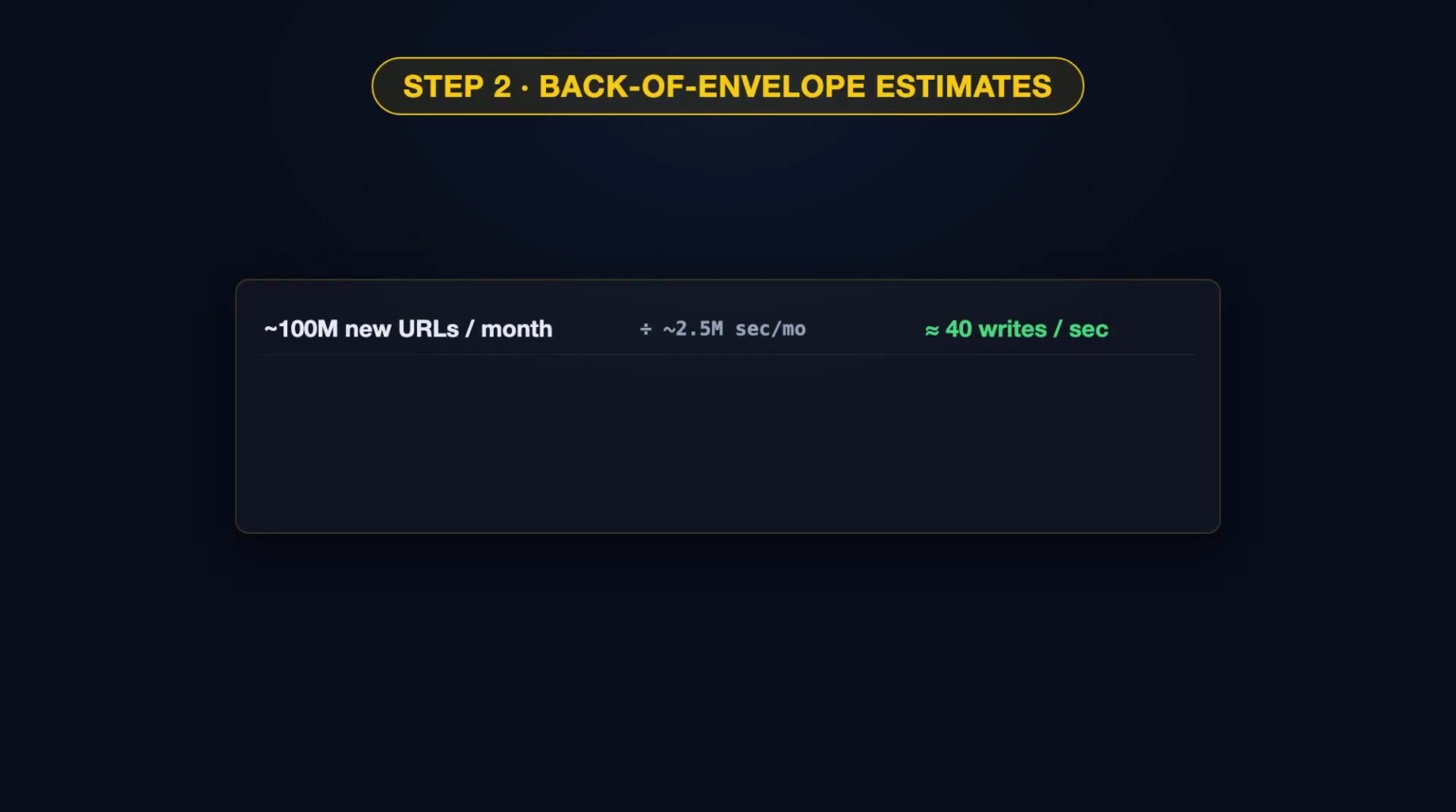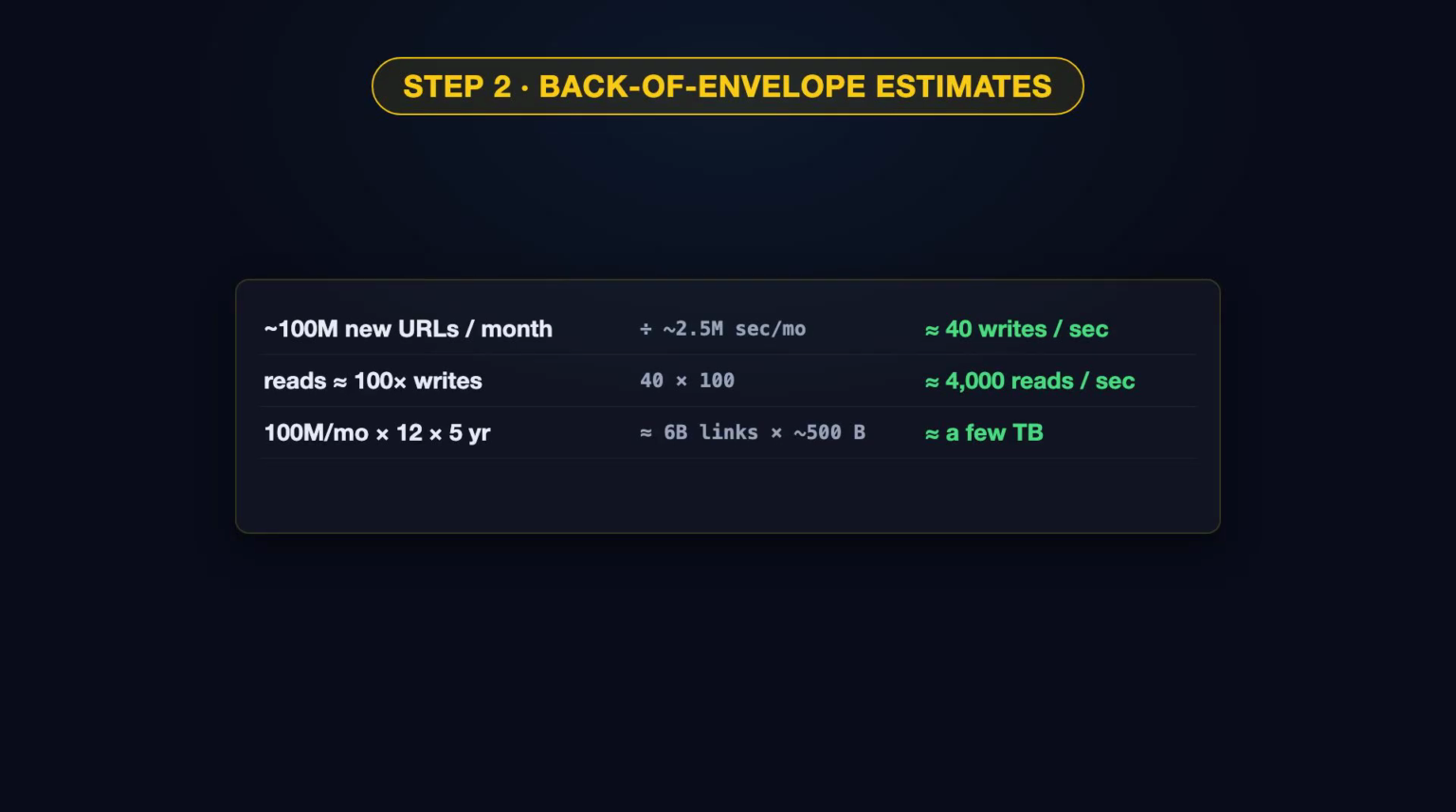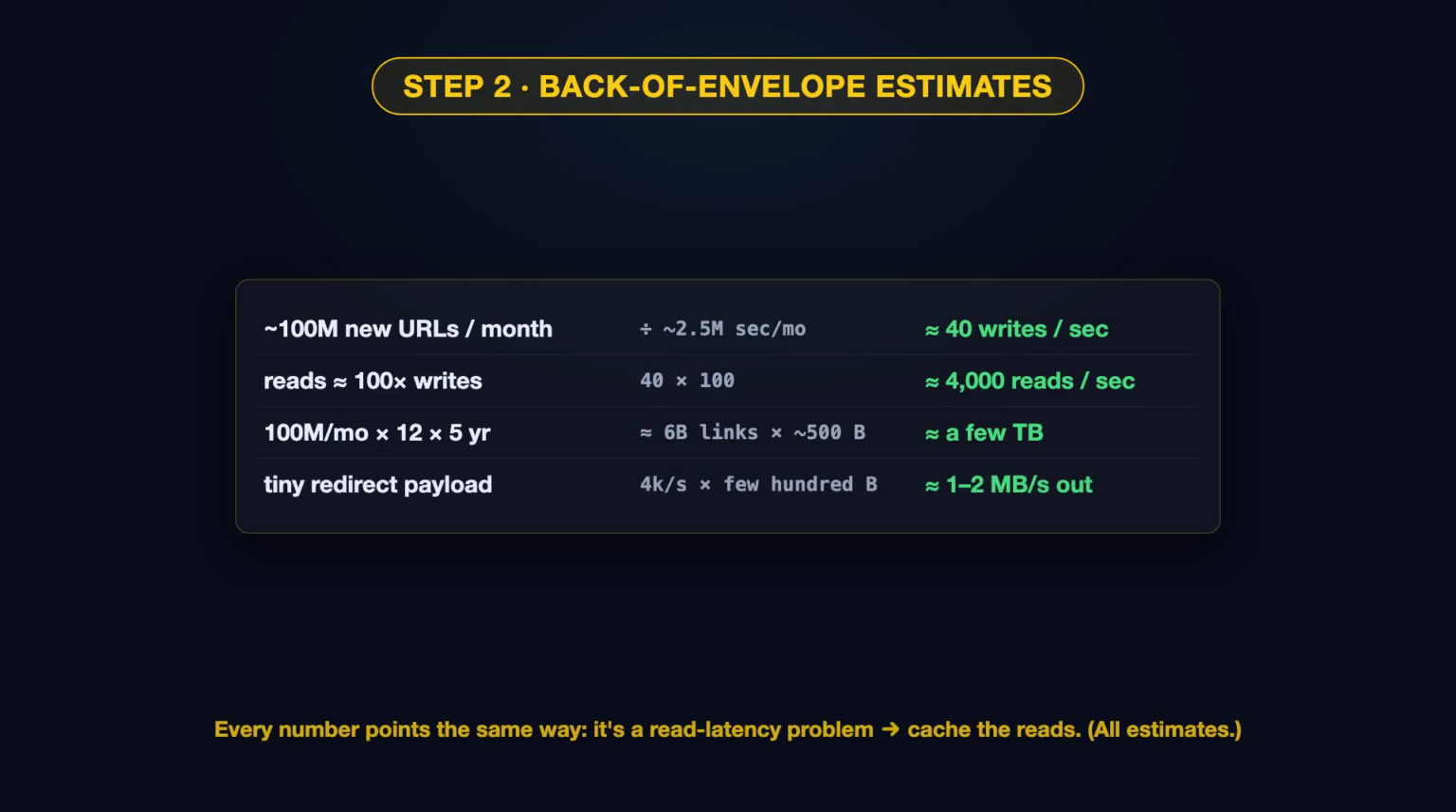Step 2. A quick back-of-the-envelope estimate. The interviewer does not want a precise figure, they want to see that you can reason about scale and pick round numbers you can do in your head. So let us assume a scale. Say the system takes on roughly 100 million new URLs per month.